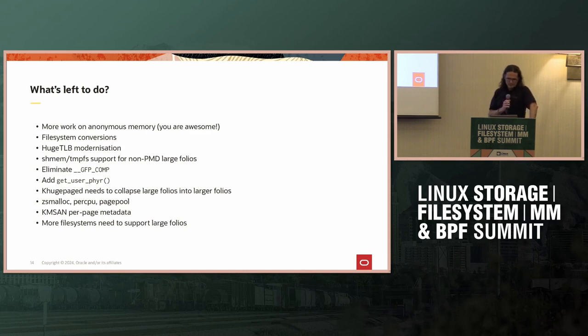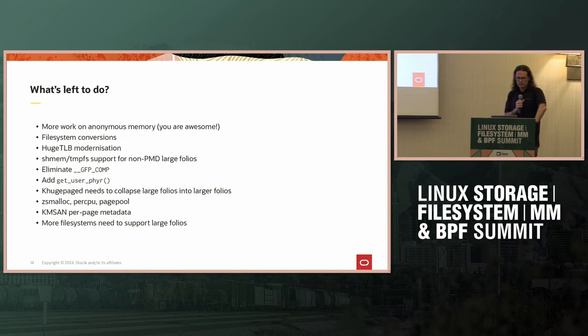There's still a bunch of file systems. We have some pseudo-maintained file systems that aren't really keeping up with everything that's going on, as you saw from all the red boxes on that previous slide. There's some huge PTLB modernization to do, and people are starting to work on that. I think we'll be talking more about the shmem TempFS support for non-PMD large folios, so something intermediate between an order 0 and an order 9 page.